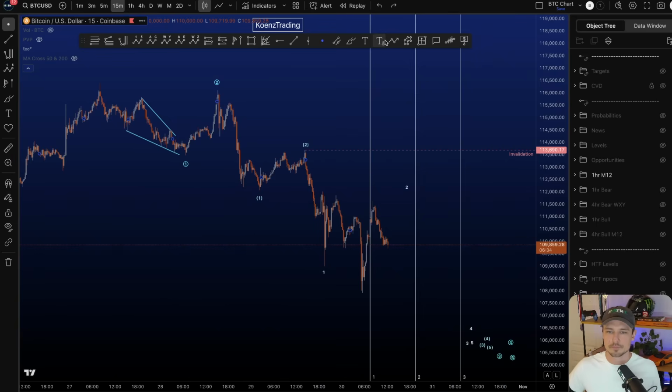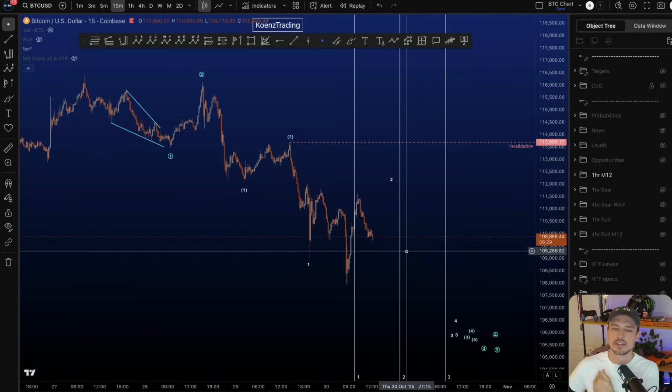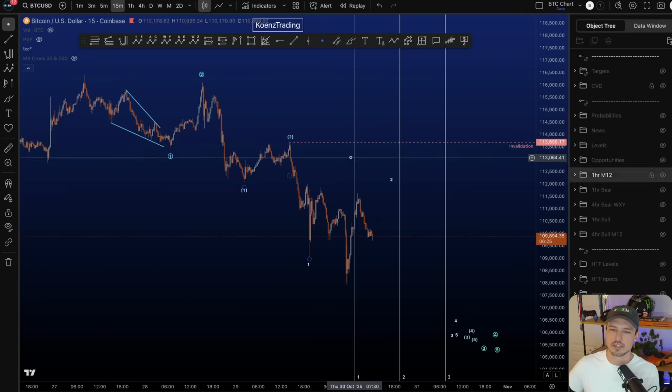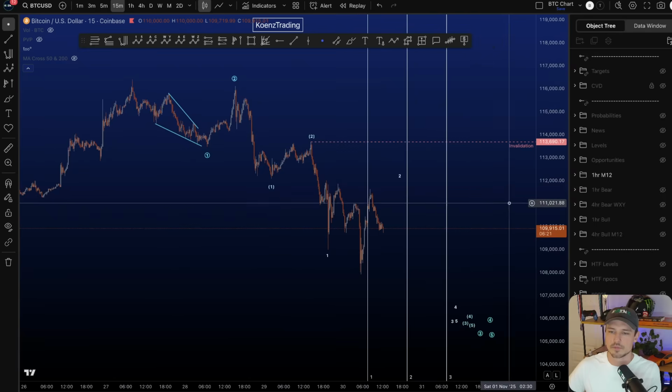But if you do move up, you take out this high at 111.6, the probabilities go down for a 1112, and the invalidation is the previous high of 2 at 113.7. So there's something we can keep in mind.